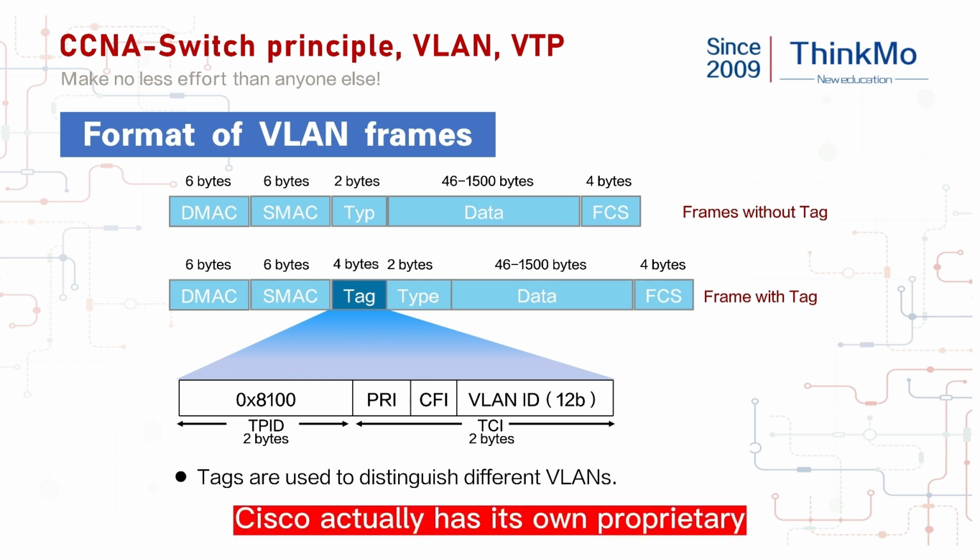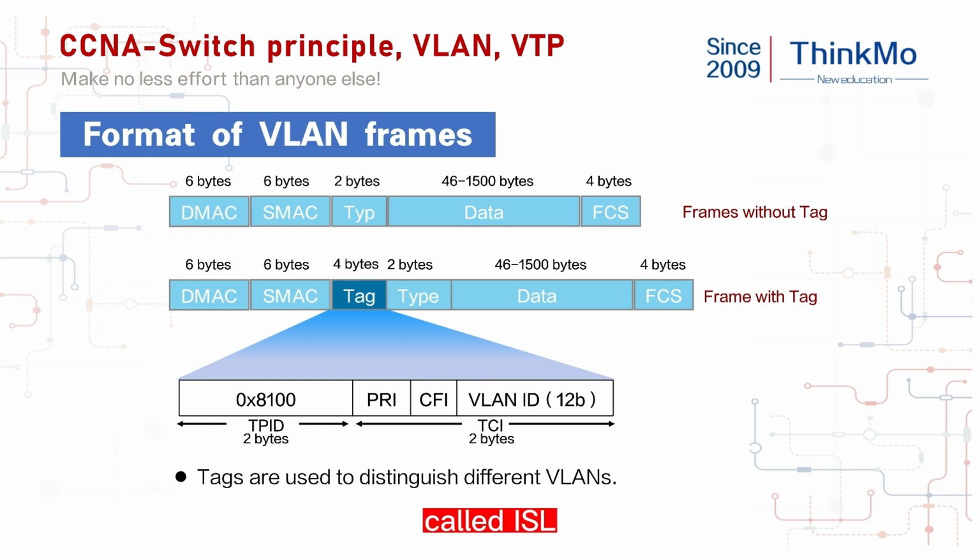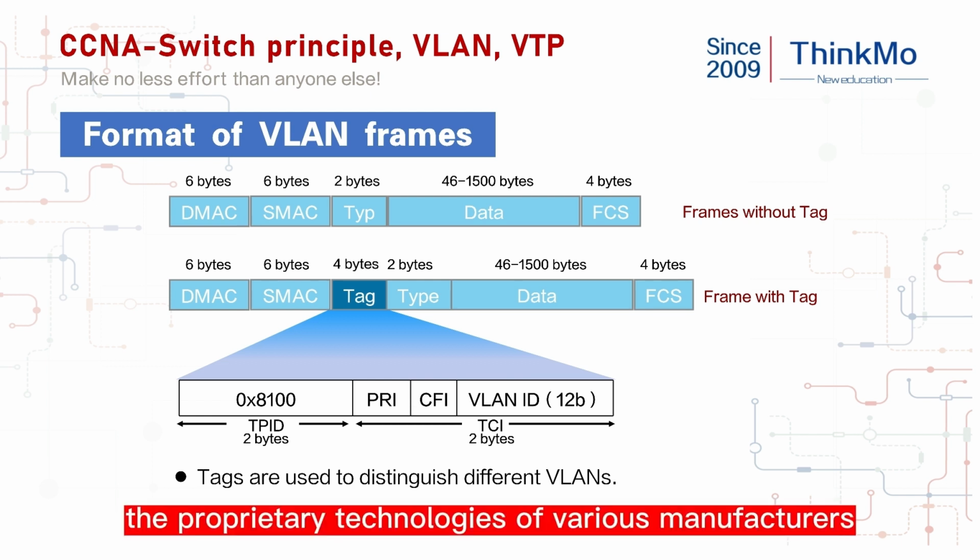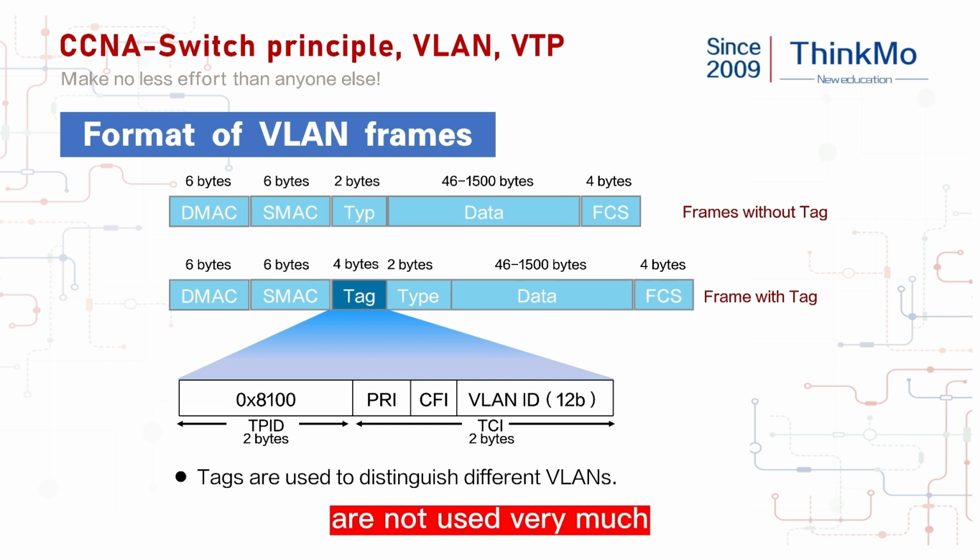Cisco actually has its own proprietary one, called ISL, but we hardly use this now. In fact, the proprietary technologies of various manufacturers are not used very much. We are now using the public one. So it identifies what kind of tag type we use.